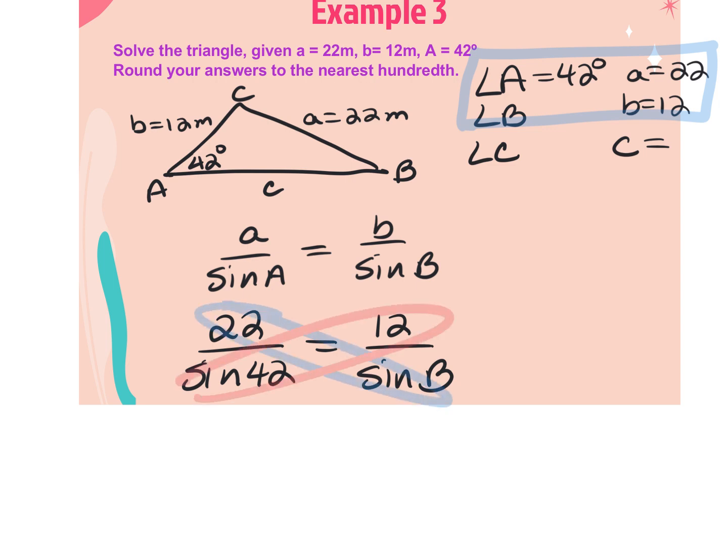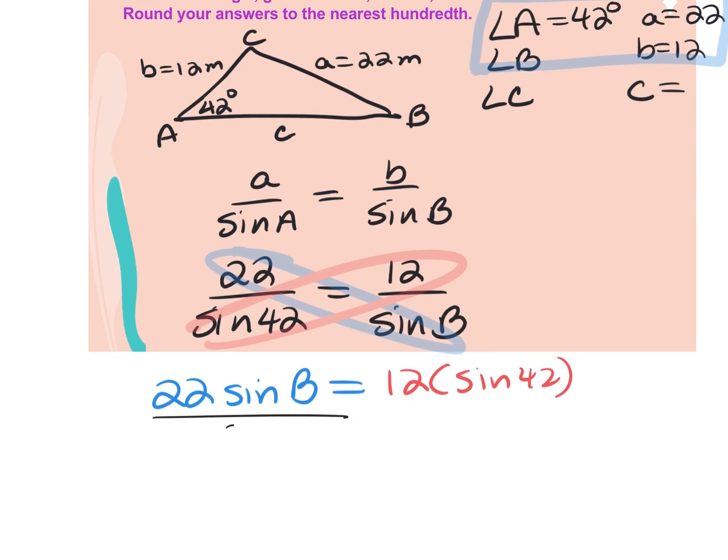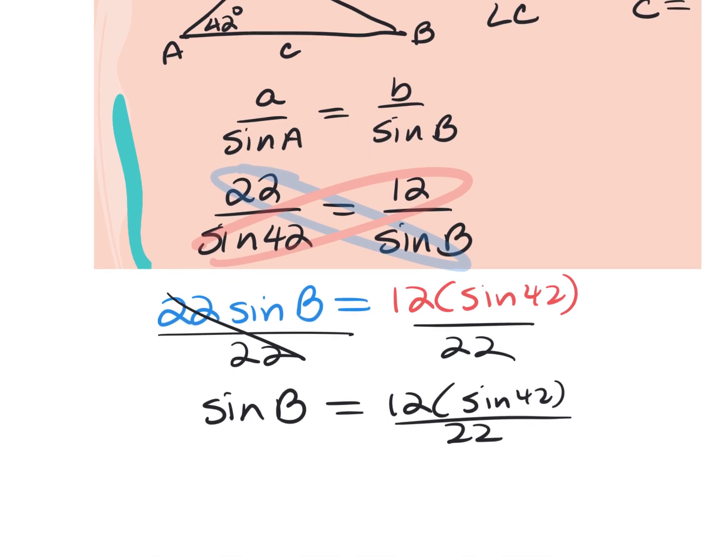So I'm going to do 22 times the sine of B is equal to 12 times the sine of 42. I'm going to go ahead and divide both sides by 22 because my goal is to isolate that sine of B. So now I have sine of B is equal to 12 times the sine of 42 divided by 22.